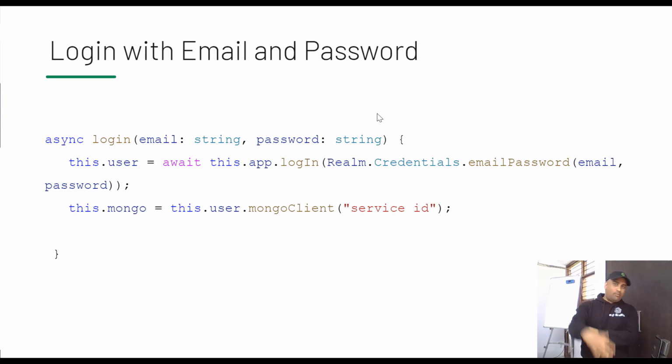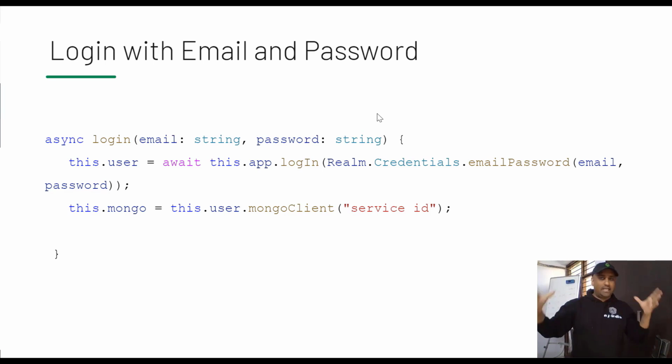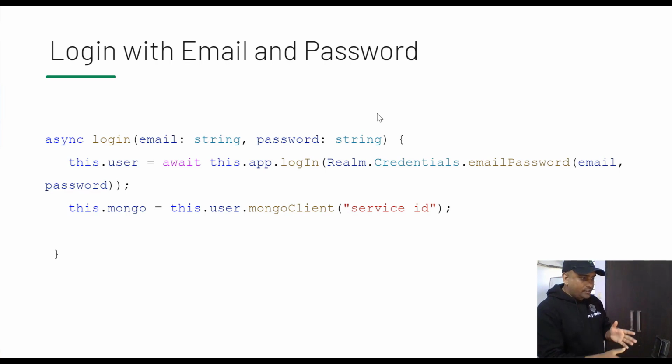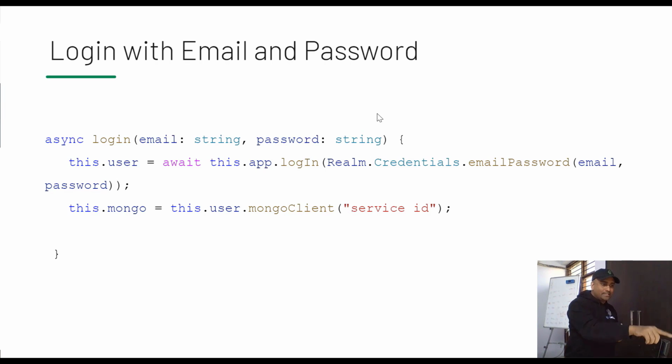Now, let's say that you have to perform a login operation. So there's a login button on the component, and you have a reactive form. You are taking a username and password, and then you are passing that information to the service. In the service, you have this function, login, which takes the email and password. You just have to say this.app.login(Realm.Credentials.emailPassword), passing email and password, and it will return you the user, or it will return a message that the password is wrong or the user does not exist. And this returns a promise. That's why I have put await and async.